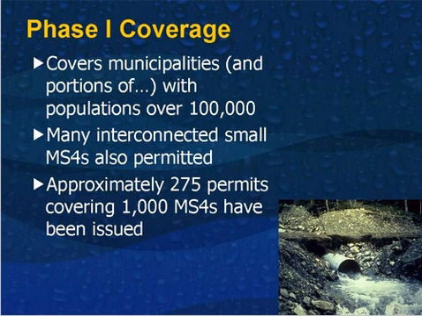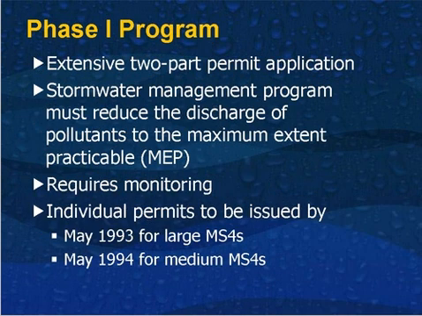That's right. The Phase 1 program, as we talked about earlier, covered municipalities with populations pretty much greater than 100,000 people. Some of the places were interconnected, so some places with less than 100,000 might have been brought in, but I don't know that there were that many. There are about 250 permits covering the large MS4s in the country. Most of the large MS4s are covered by individual permits. We issued individual permits for those large MS4s.